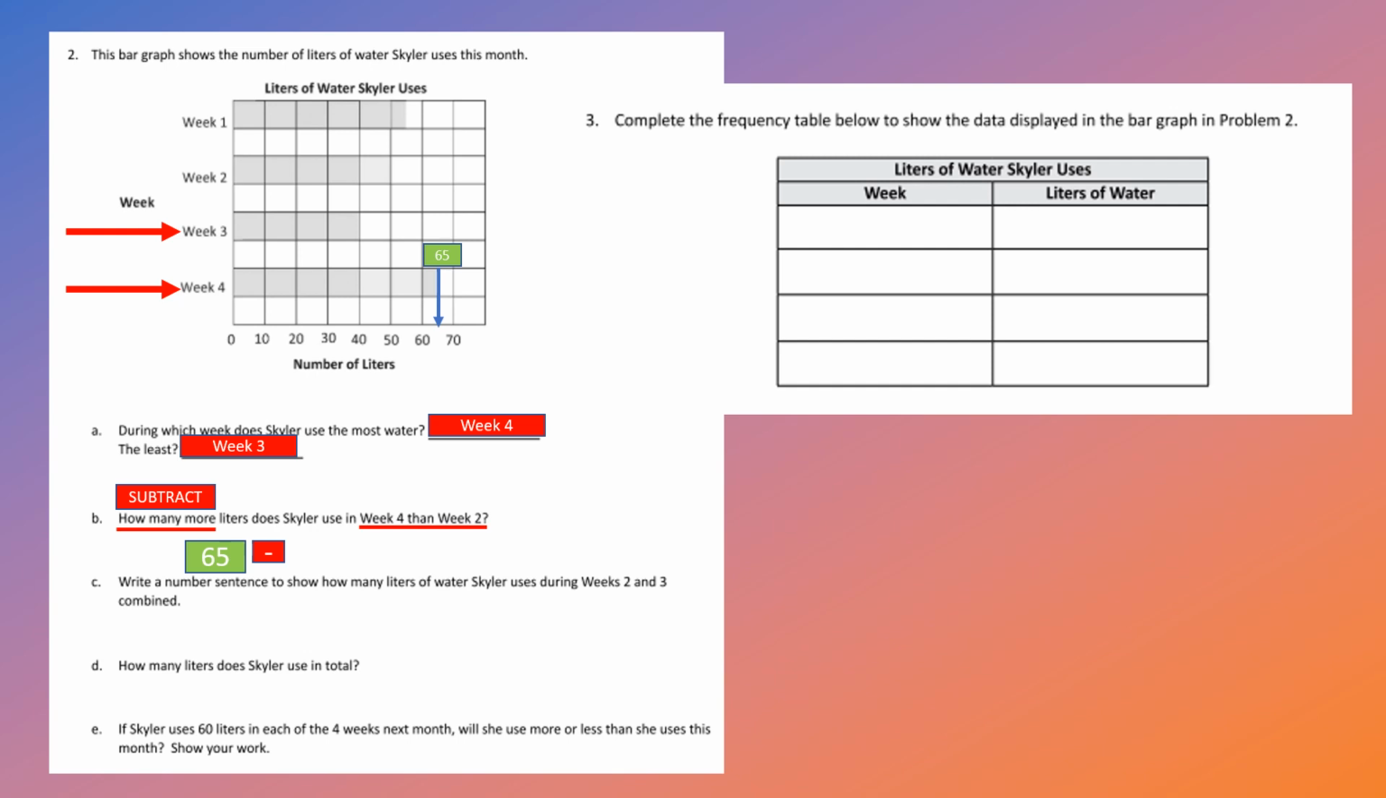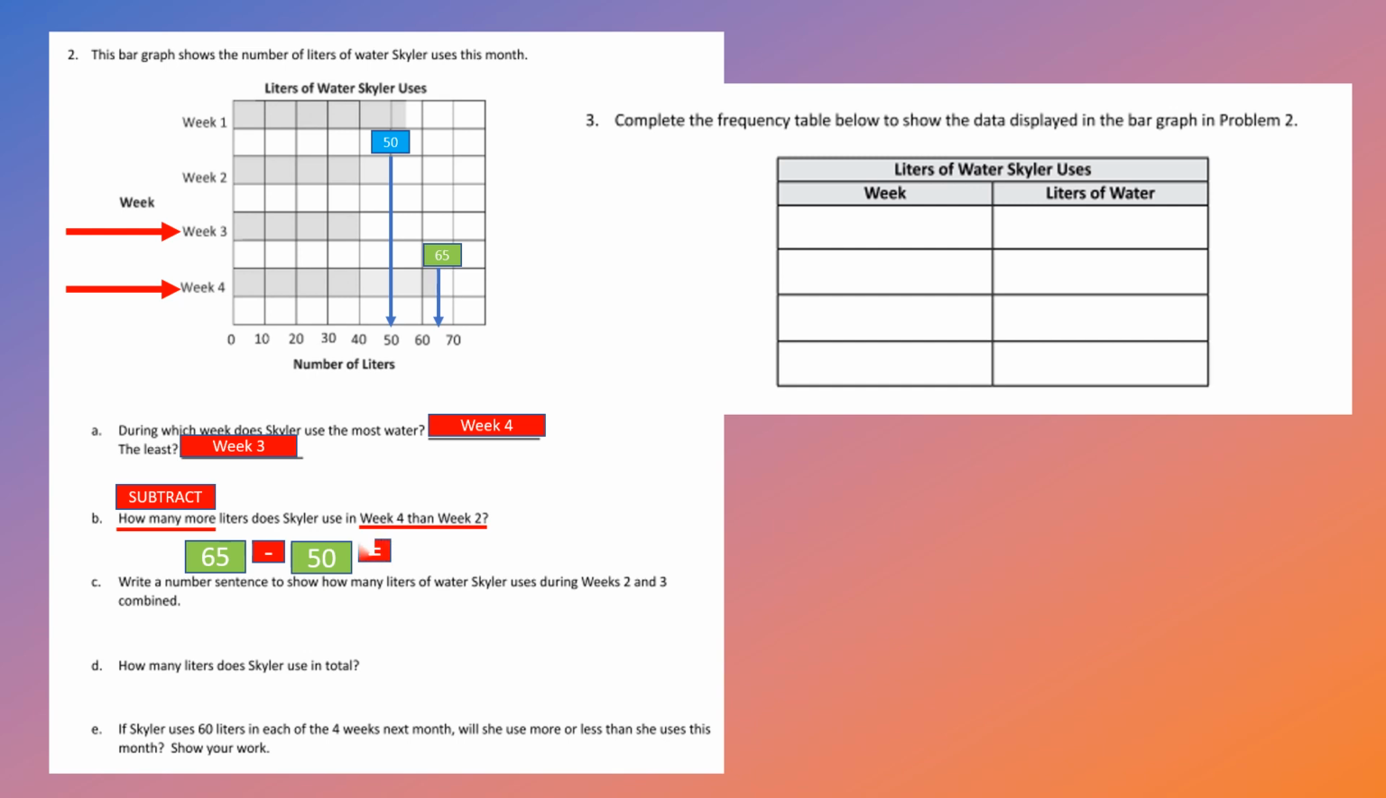So you go up to week 2, and you draw a line starting at the end of the bar straight down to your scale. It should look something like this. That means for week 2, she used 50 liters of water. So I just write my little 50 here and 50 there in my equation. So my number sentence, my equation to figure out how many more liters does Skylar use in week 4 than week 2 is 65 minus 50.